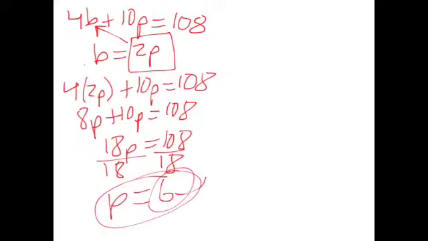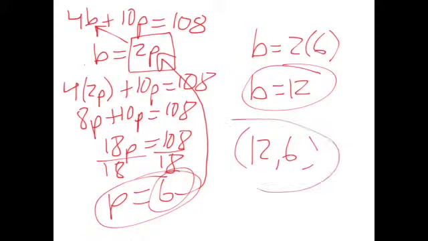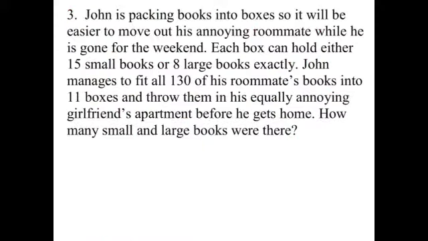And I can take that variable and plug it back into my equation here. So B equals 2 times 6. So the number of bags of soil, which is twice the number of plants, is going to be 12. So we get 12, 6 as our point here. And let's do one more.